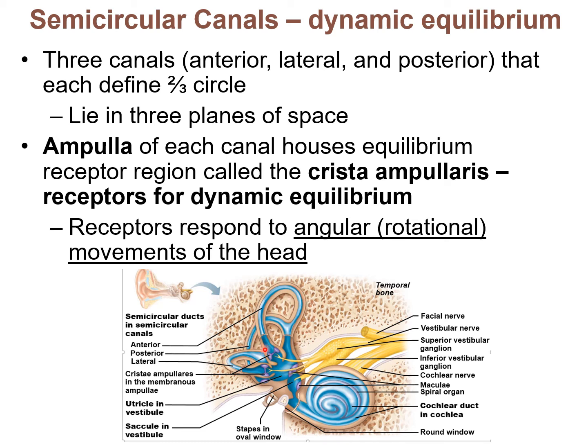At the end of each of these three semicircles, it bulges out. That bulged out area is called an ampulla, and all the semicircular canals have an ampulla. Inside the ampulla are the receptors for dynamic equilibrium, and each one is called a crista, or cristae with an e at the end for plural. Its full name is crista ampullaris because they're in the ampulla, but sometimes you just see them called crista.